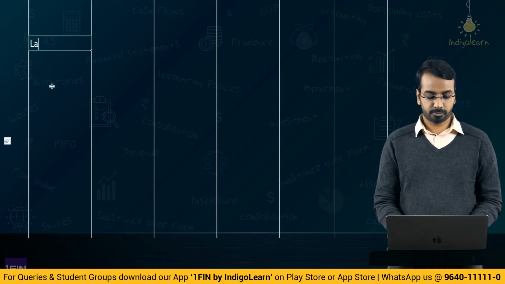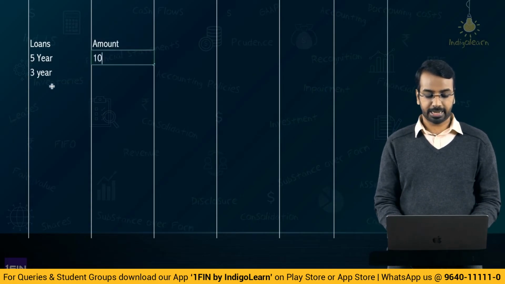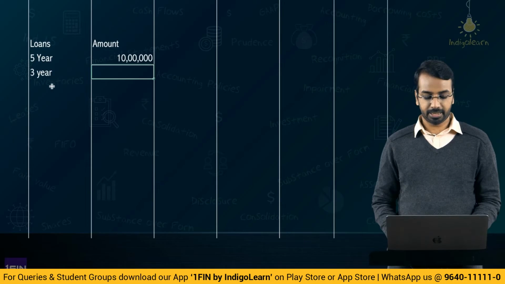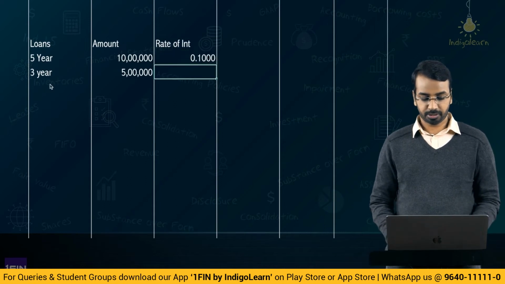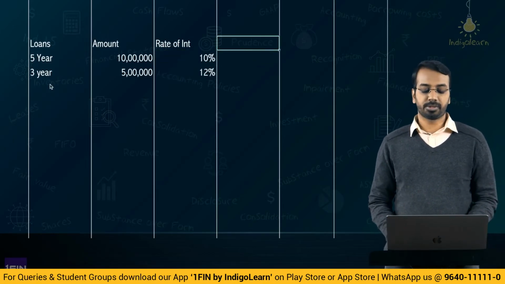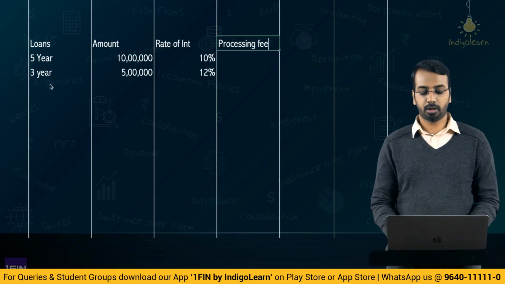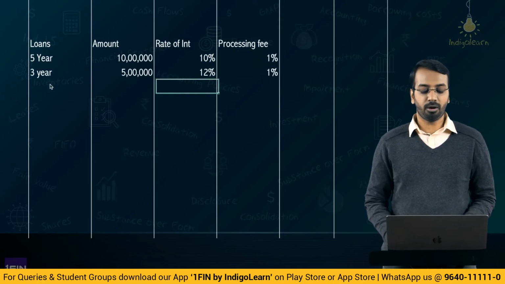Let's take another example. Let's say there are two types of loans. One is a 5-year loan and one is a 3-year loan. The amount borrowed is 10 lakhs here and 5 lakhs here, and the rate of interest is 10% here and 12% here, and a processing fee of 1% is payable. Okay. So this is the thing.